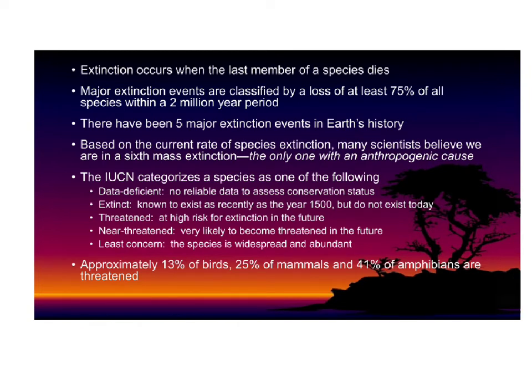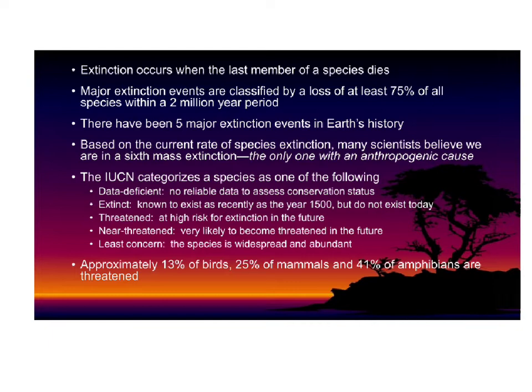Extinction occurs when the last member of a species dies. Major extinction events are classified by a loss of at least 75% of all extant species within a 2 million year period. And I had mentioned earlier that we were going to talk about what it means to have a mass extinction. That's what we're talking about: at least 75% of all living species die within a 2 million year period. Now, 2 million years sounds like a really long time in human terms, but in geologic terms, 2 million years is actually very short.